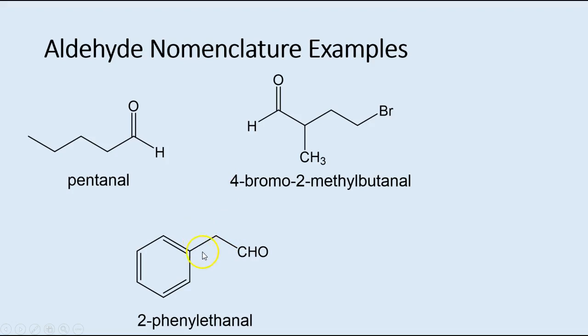This particular aldehyde is called 2-phenylethanal. How does it get that name? The longest carbon chain is 2 carbons long, 1, 2. There is a phenyl group, that's what we call a benzene ring when it is a substituent. It's called phenyl. So this phenyl substituent is on carbon 2. So it is ethanal, a 2-carbon aldehyde, with a phenyl group on carbon 2, 2-phenylethanal.